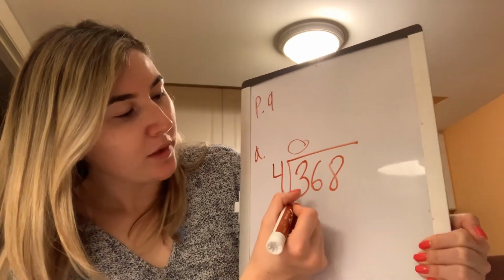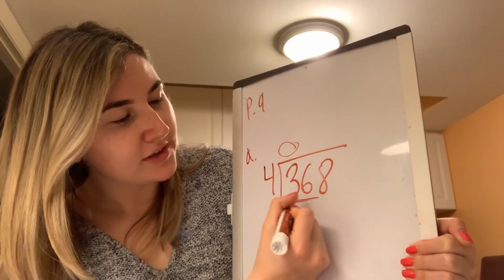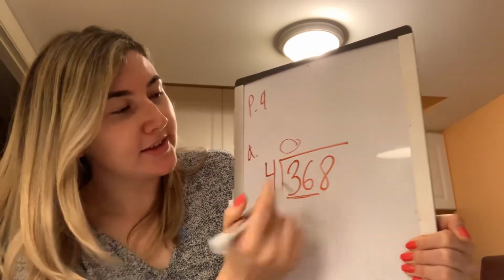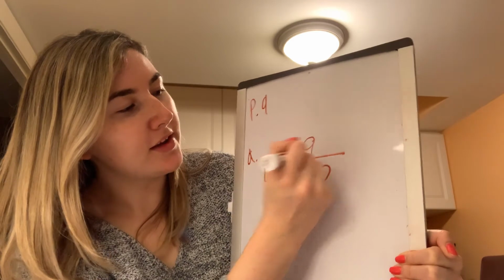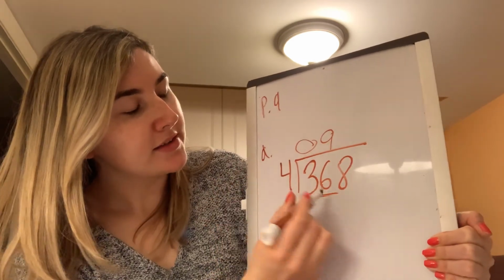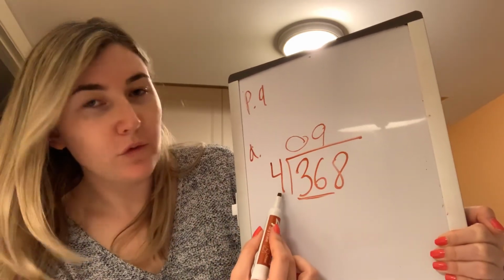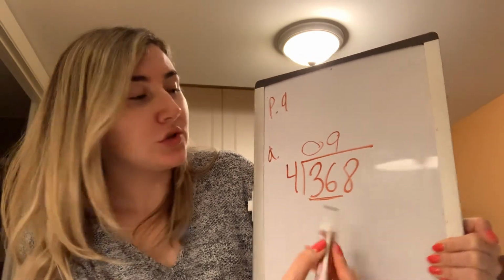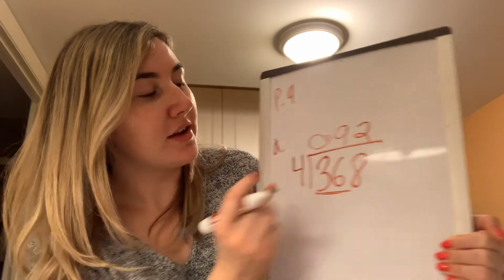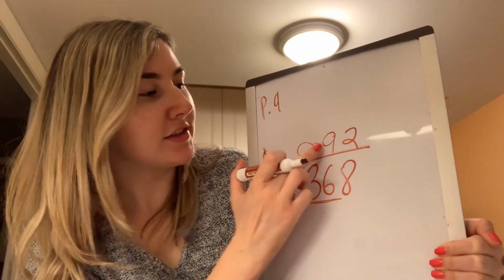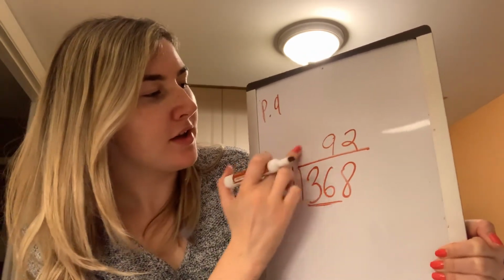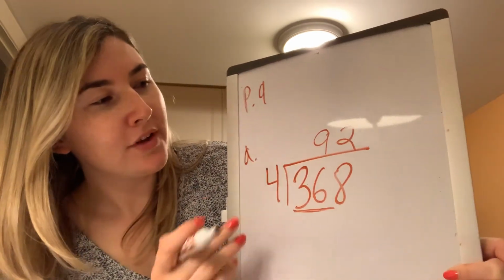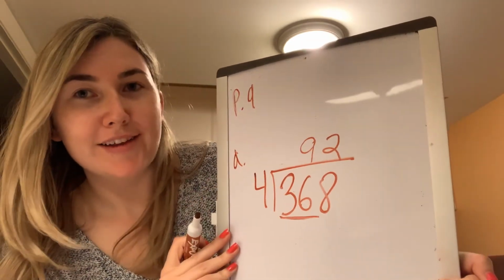Next, I'll look at whether 4 can go into 36. I know 4 can go into 36 9 times. So I'll put our 9 here. And next, we'll look at how many times can 4 go into 8. I know it can go into 8 2 times. So put our 2 on here. Now our final answer doesn't need to include the 0 at the front since it won't affect our answer. So we have 92 as our final answer.